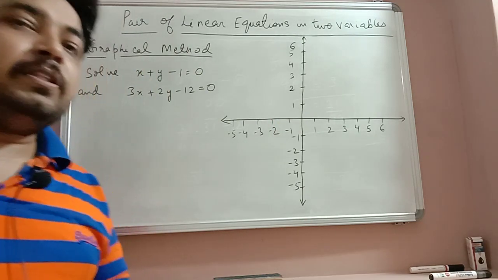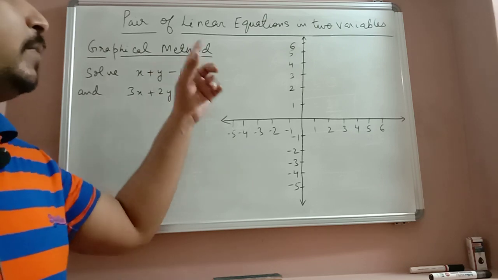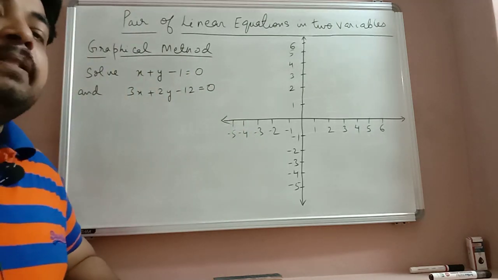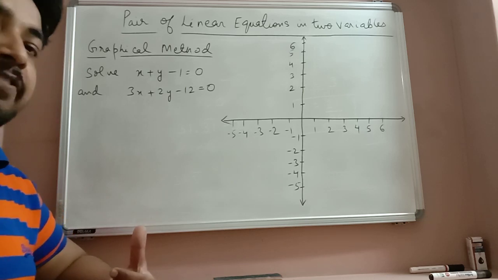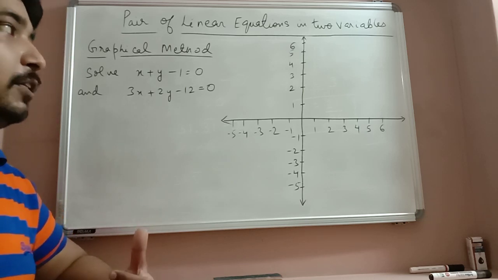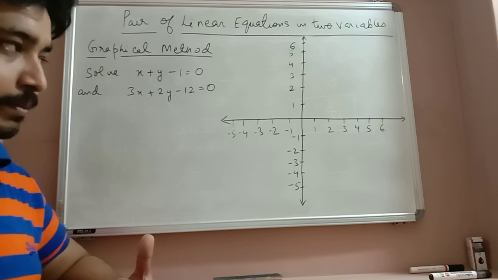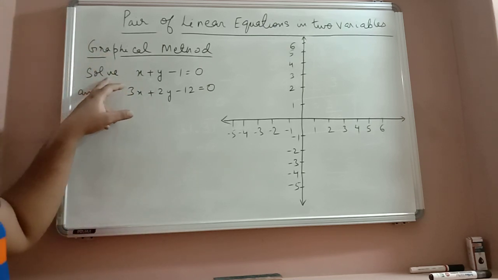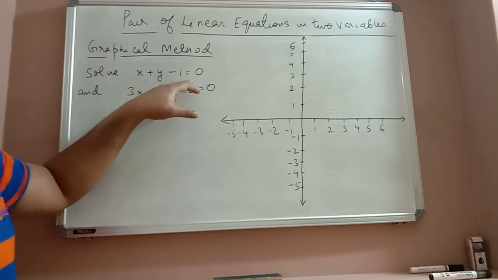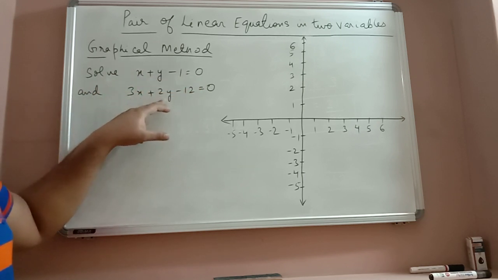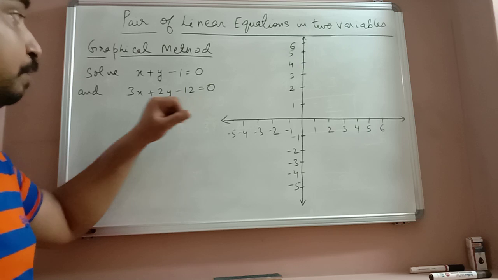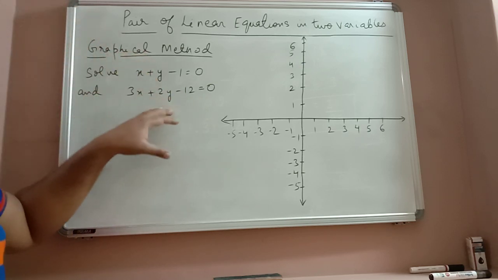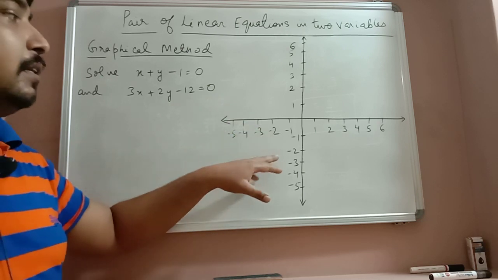Now let's continue with the rest of the topics of pairs of linear equations in two variables. We have already covered all the algebraic methods. Now we need to discuss the graphical method to solve a pair of linear equations in two variables. Now let's take up a question. The question says: solve x + y - 1 = 0 and 3x + 2y - 12 = 0 using graph. So I'll solve these two equations using a graph.